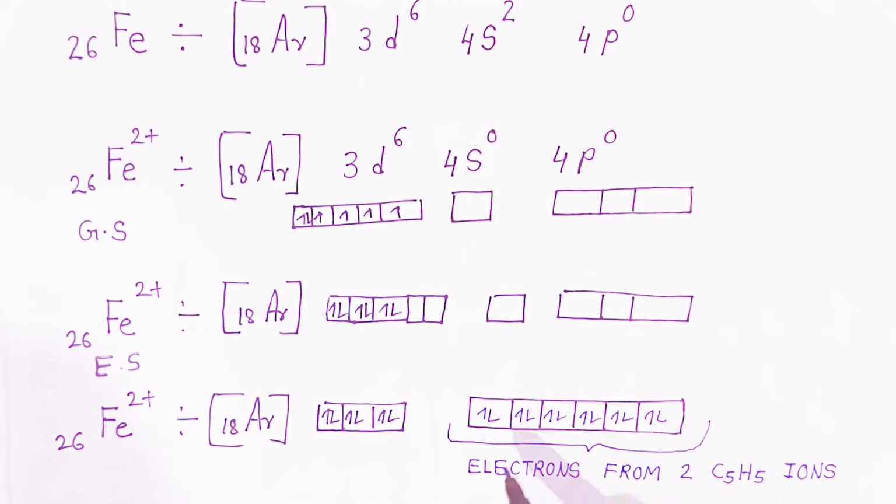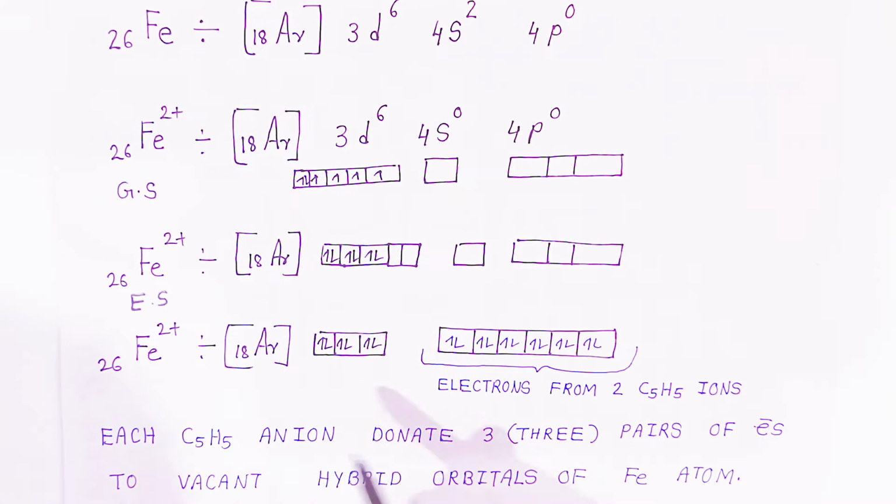Now what happens students, when the cyclopentadienyl ring approaches, by giving 2 electrons to each vacant orbital, it will form the bond. All the electrons are coming from the cyclopentadienyl ring. So this way it is forming the ferrocene compound. The C5H5 anion donates 3 pairs of electrons to the vacant hybrid orbitals of the iron atom. So this way it will form the ferrocene compound. That was explained by valence bond theory. This is very important students.